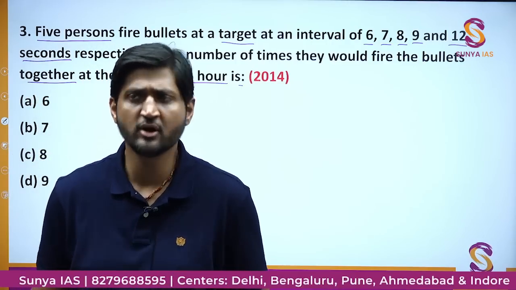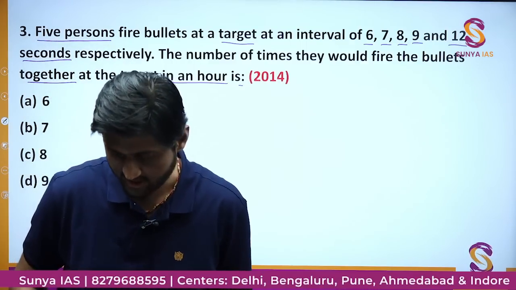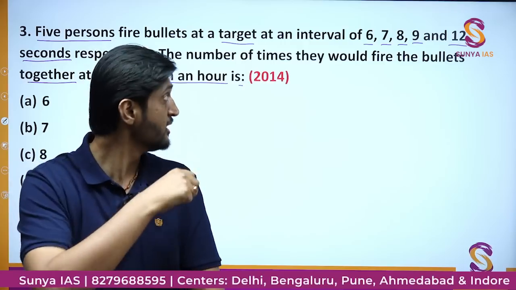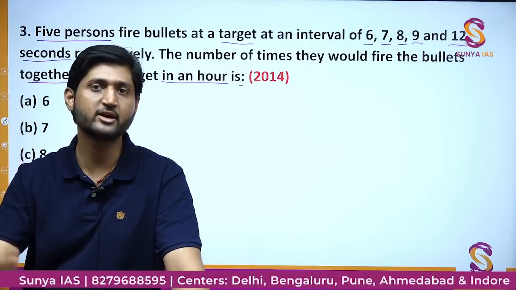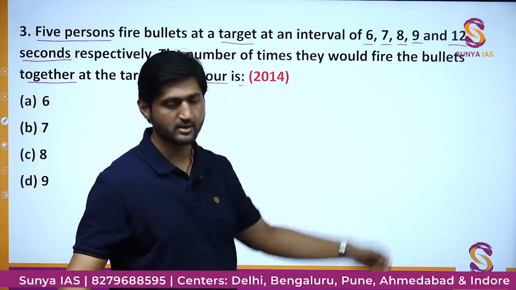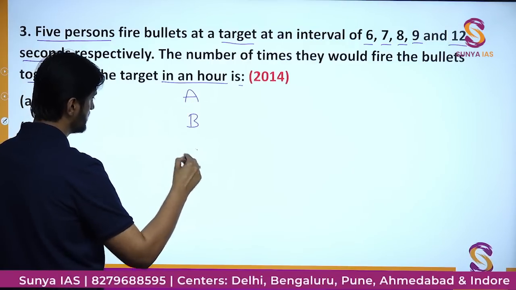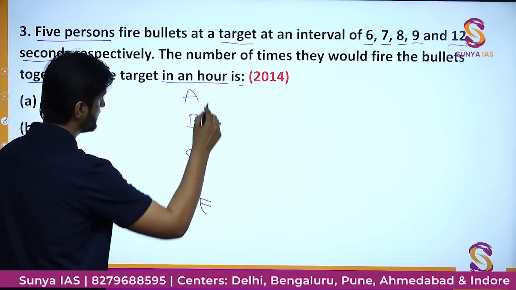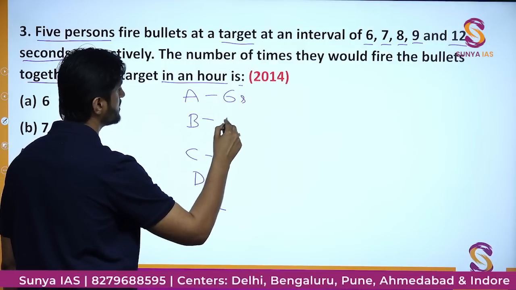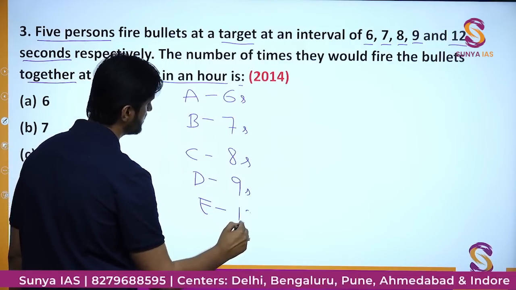There are 5 people. Suppose there is some police training academy we are talking about, and in that IPS training academy, which is incidentally in Hyderabad, 5 people are there who are cadets who are training, and so they are firing their guns at an interval of, one is firing at an interval of 6 seconds, another is 7, 8, 9 and 12. So different candidates are there. Let's call them A, B, C, D and E. So A is firing after every 6 seconds, B after every 7 seconds, 8, 9 and 12 seconds.